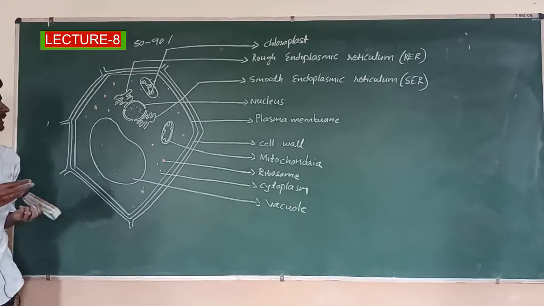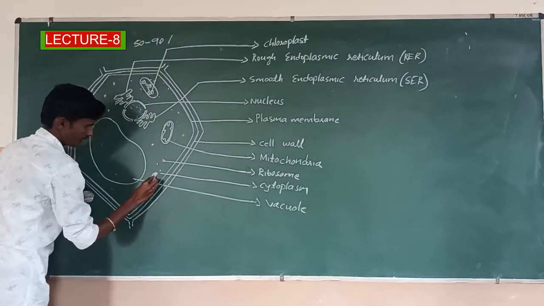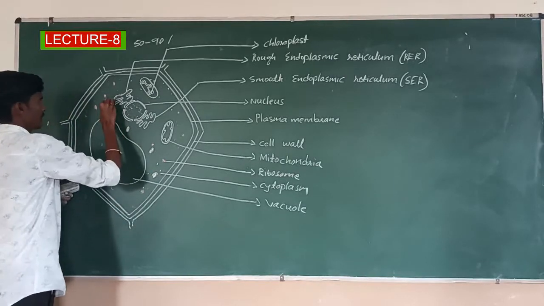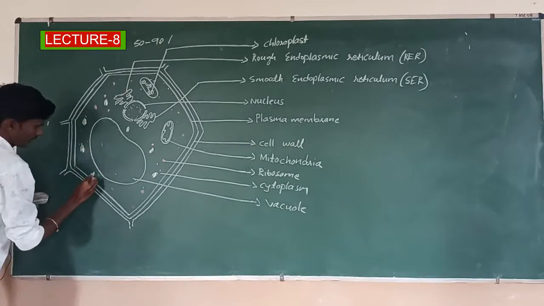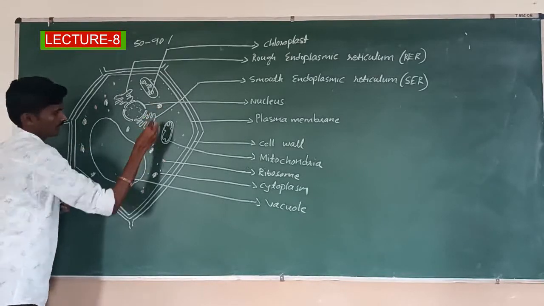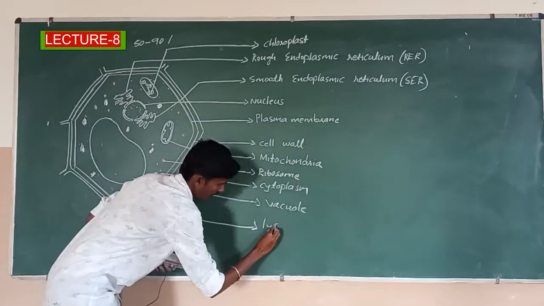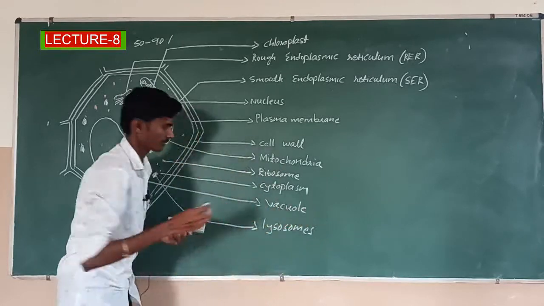And it also has another structure, a dot, a vesicle-like structure. This is called as lysosomes.